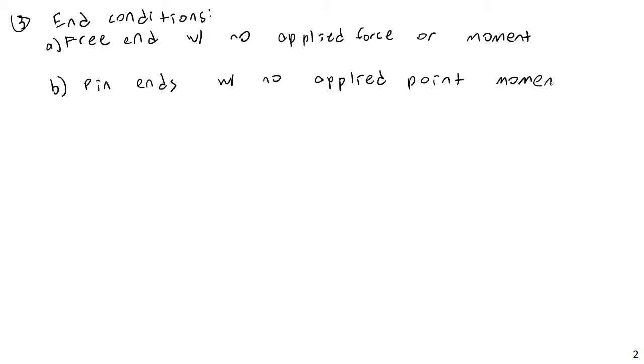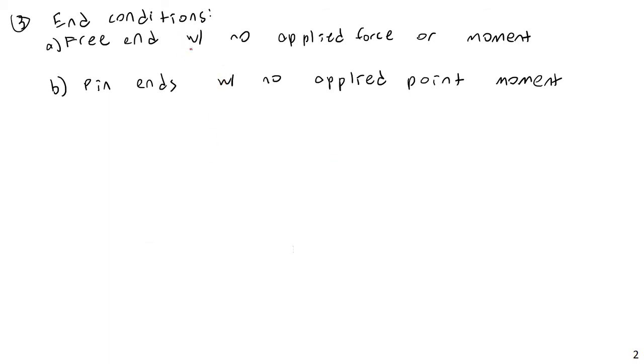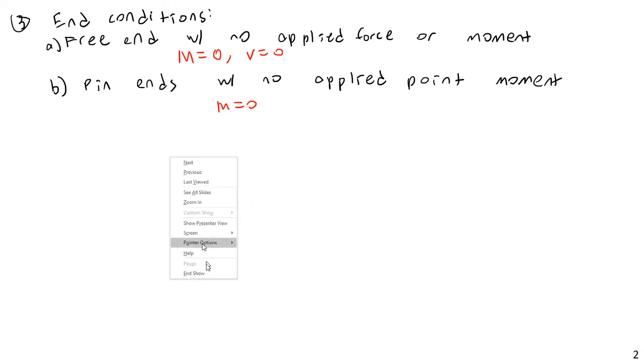And I'll write this in red for emphasis. So if you have a free end with no applied force or moment, say for example on a cantilever end, the M will be 0 and the shear will be 0. And if you have a pinned end with no applied moment, here the M will be 0. And we've talked about that at great length already in the previous videos on this.